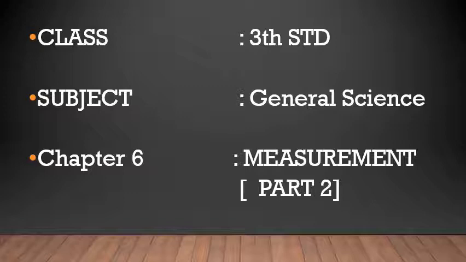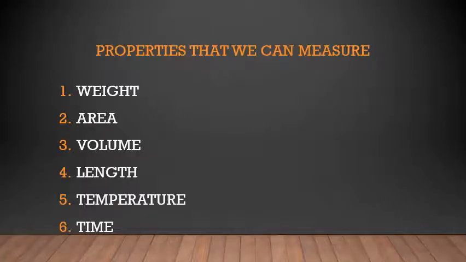Then we learned the different properties of measurement. That is, we learned what is weight, area, volume, length, temperature and time. What are the properties of measurements? Weight, area, volume, length, temperature and time. So today we are going to learn what are the tools we use to measure things.